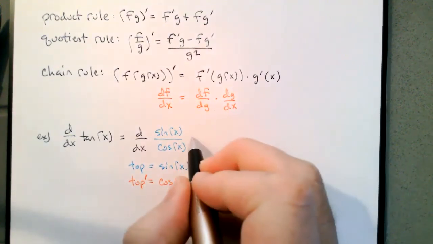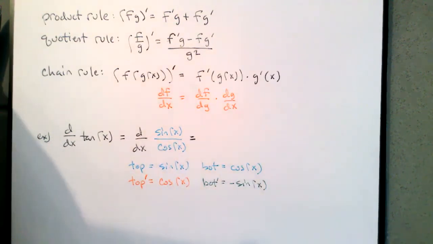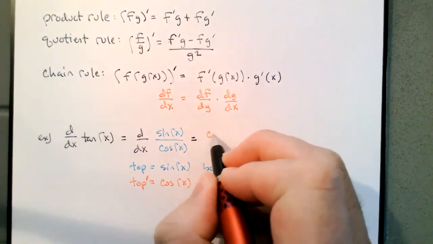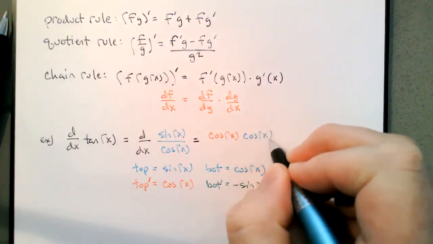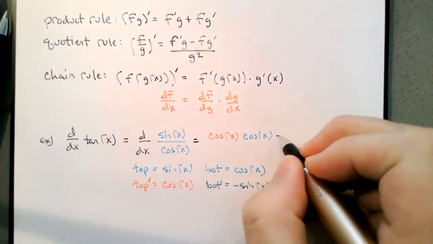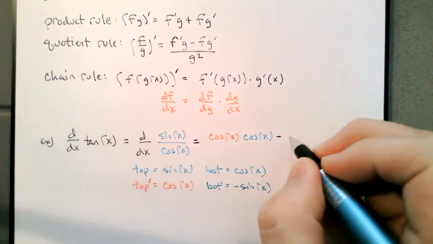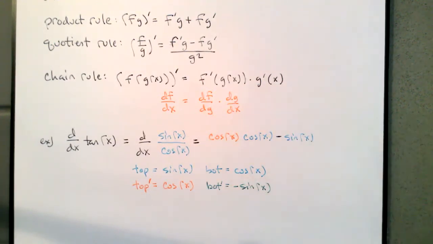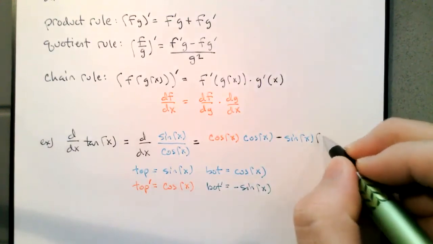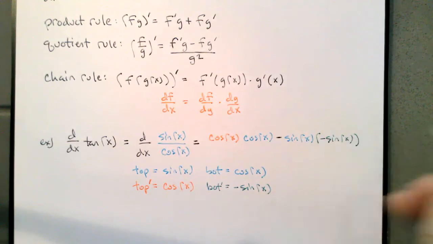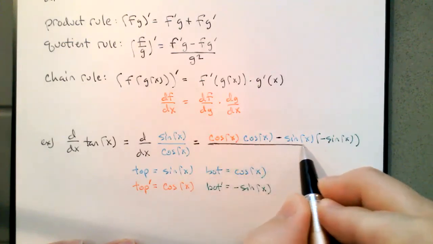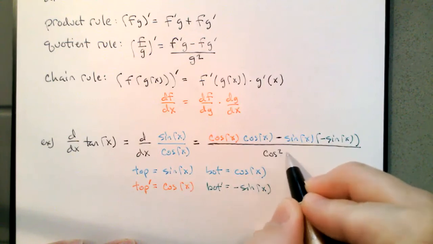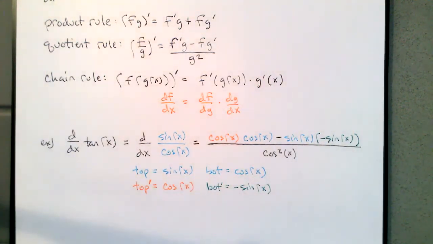So now we're going to use the quotient rule. And the quotient rule says the derivative of a quotient is the derivative of the top times the bottom minus the top times the derivative of the bottom all over the bottom squared. So we're just following the quotient rule.